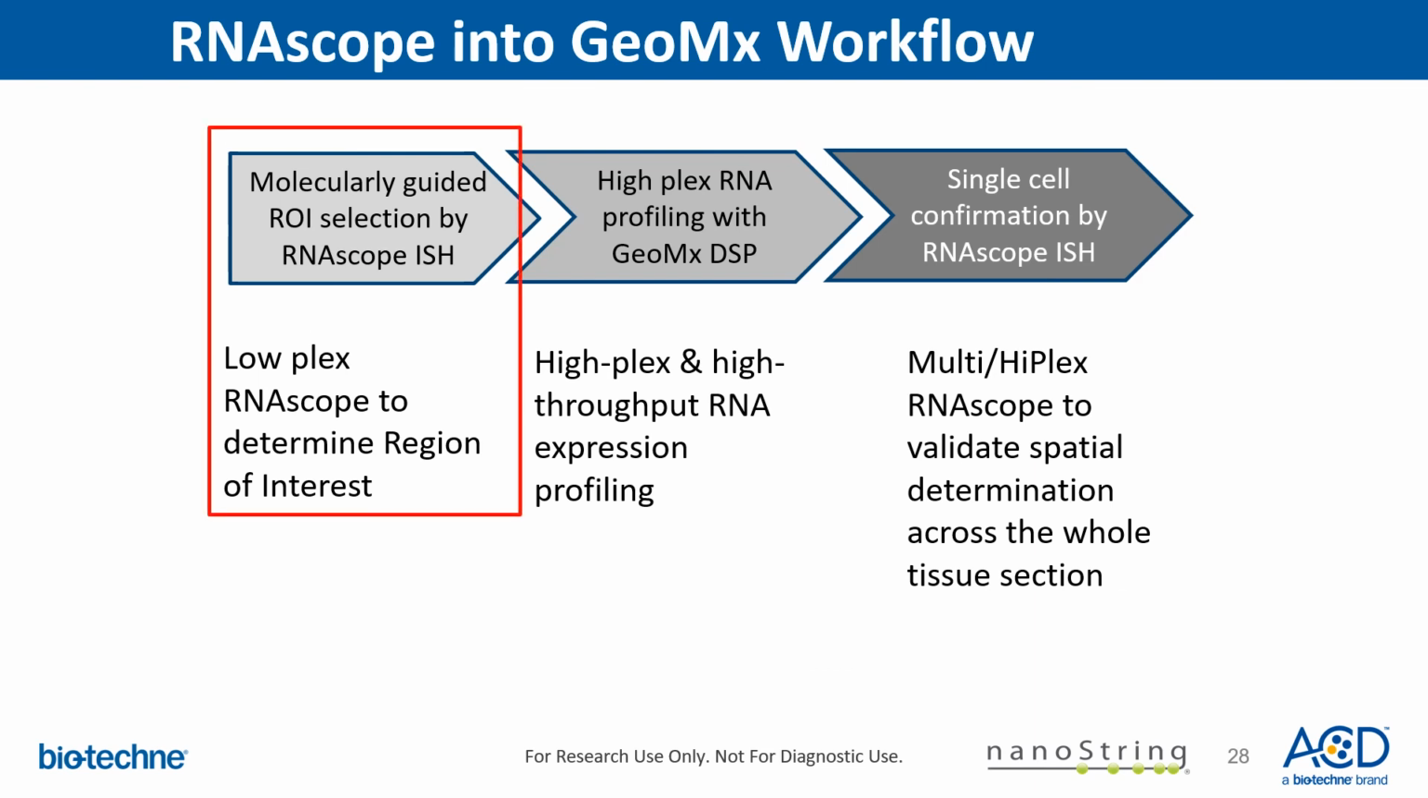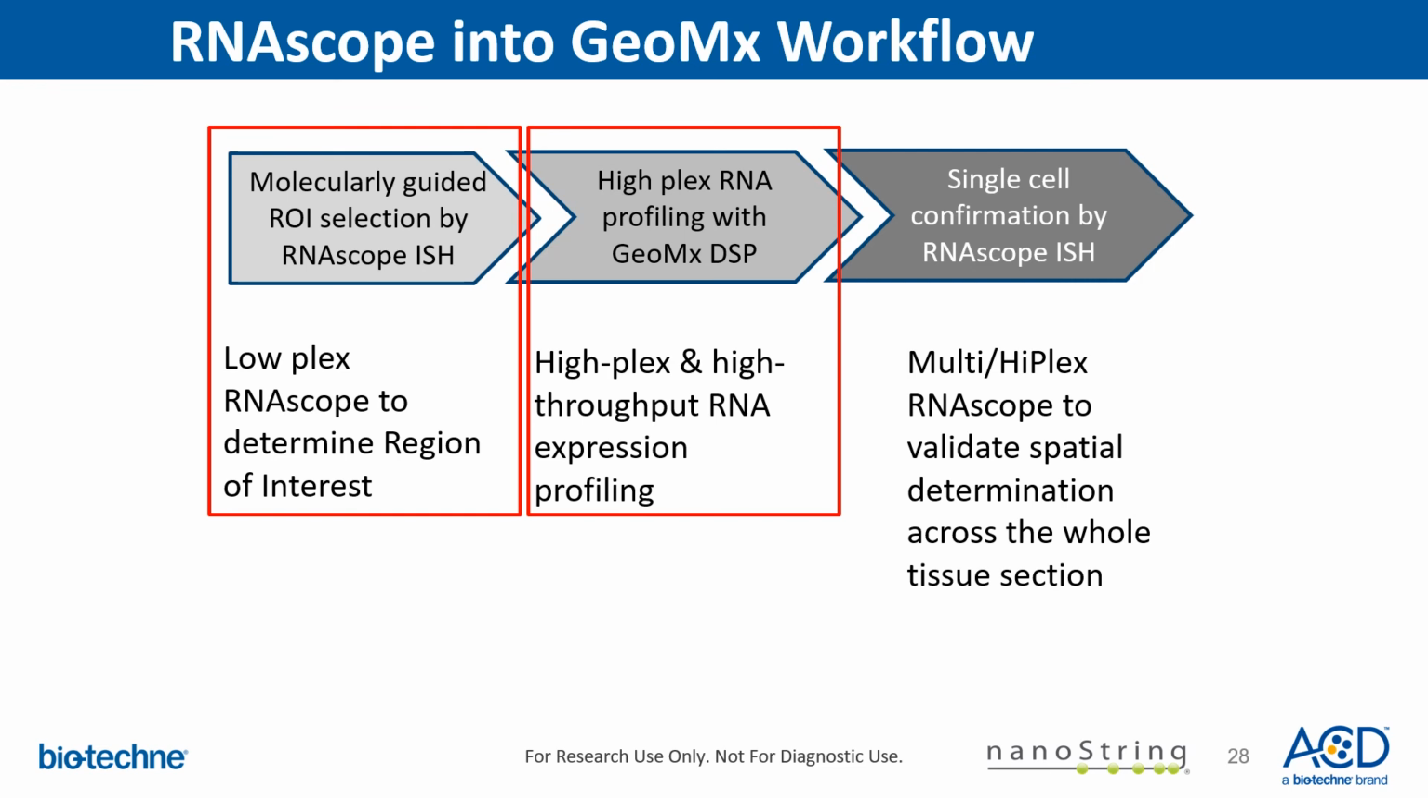In the joint workflow, you would select specific RNAscope targets to be your molecular guides and use RNAscope probes to identify these regions on tumors, followed by which you would use your targeted panel to perform GeoMx DSP and profile high throughput RNA expression on those specific regions of interest.